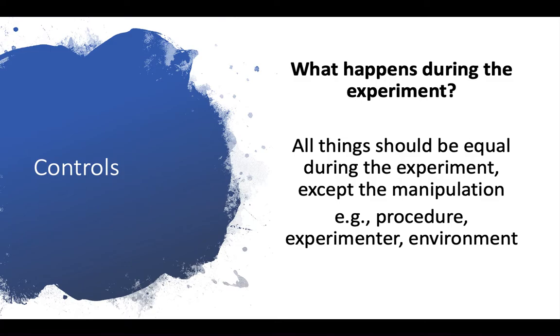We can also control what is happening during the experiment. So remember, with correlations and quasi-experimental studies, we can't control very much. But in an experiment, we can control almost everything that happens during the experiment, with the exception of how the participant will respond. So we may ensure that all things are equal during the experiment.